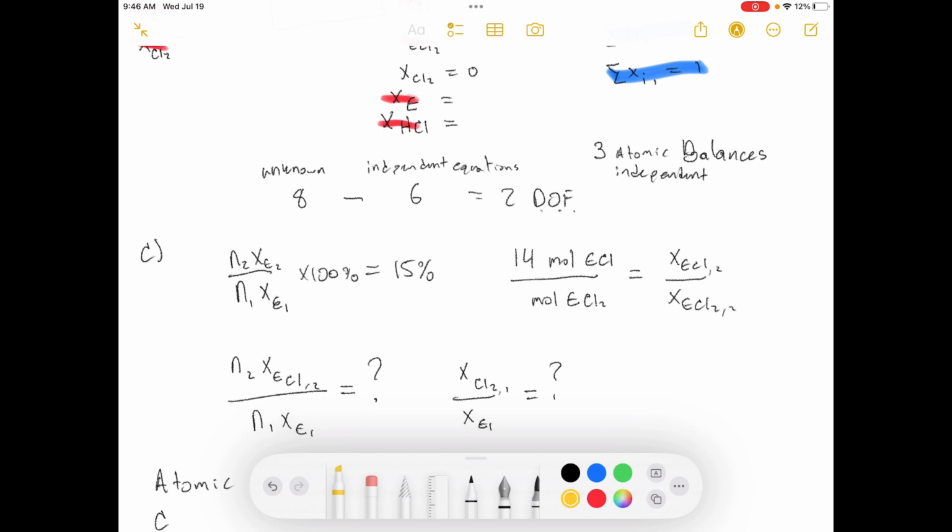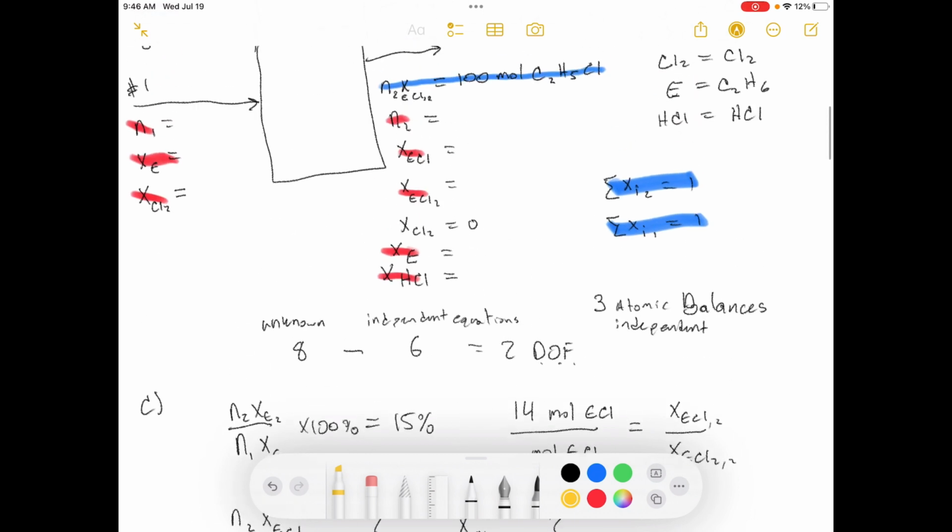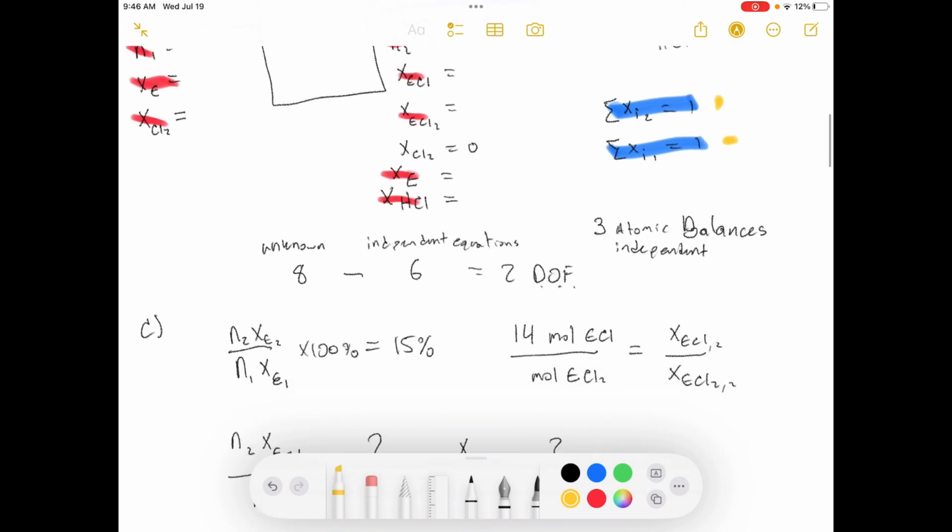Okay, so we have 8 unknowns and 6 independent equations because we have this process specification, this process specification, and this process specification. So that's 3 process specifications. That's 3 equations, independent equations. So we have 2 degrees of freedom, right?